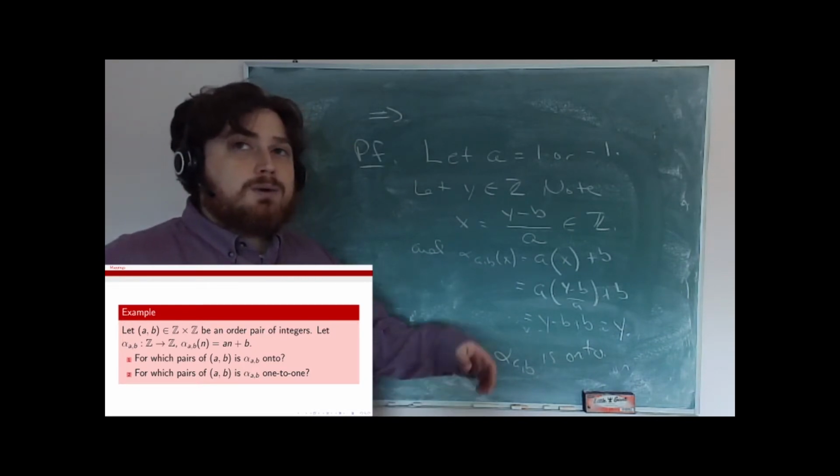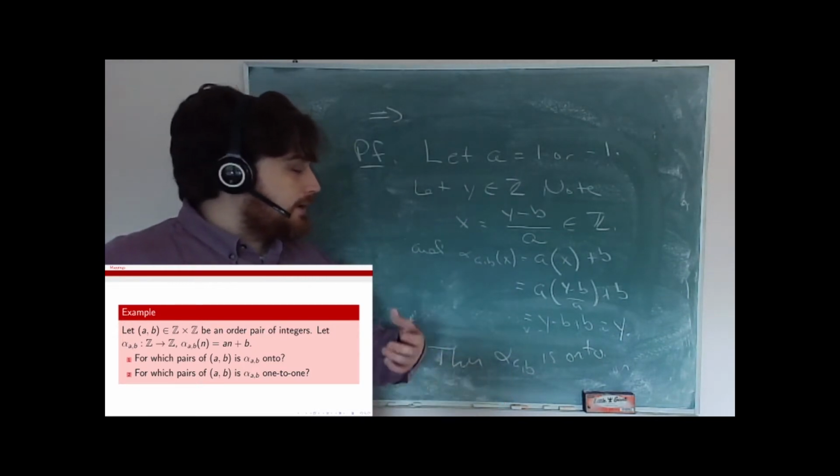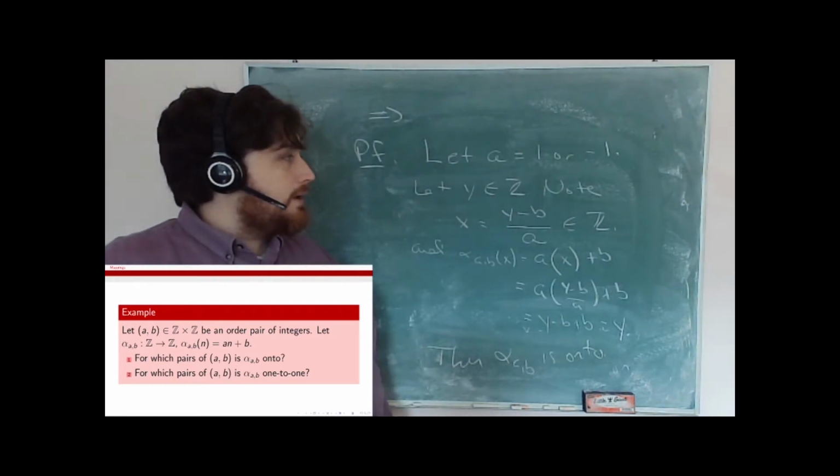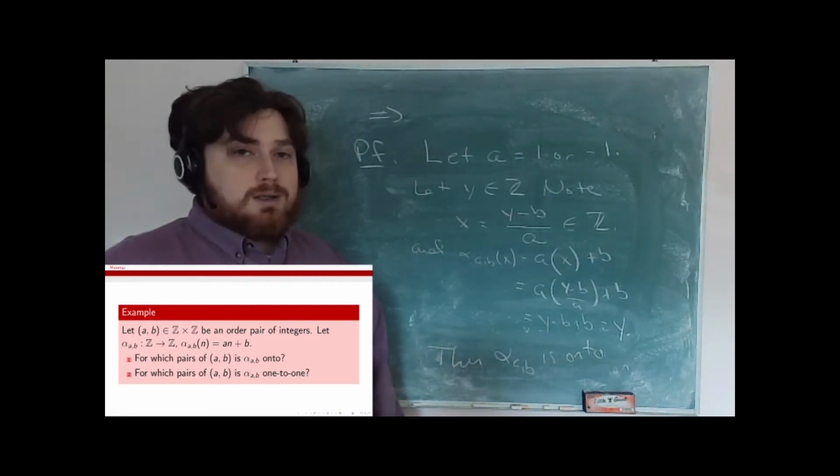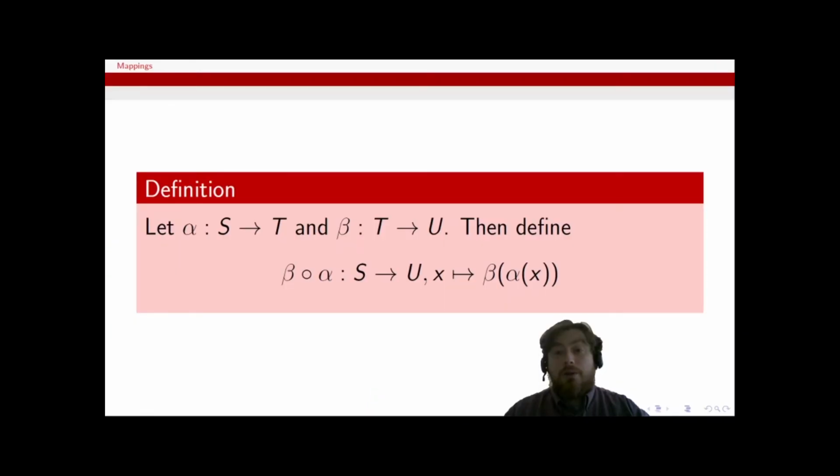So we have that for this family of mappings, it is going to be onto if and only if a is 1 or negative 1. Now another thing we can do with mappings is that we can compose them. So if I want to find the composition of mappings or the composition of functions, what I have to have is a mapping from S to T and another mapping from T to U. Then we define beta of alpha as S to U, where x is mapped to beta of alpha of x. So we can look at this graphically, and we'll see what that looks like.